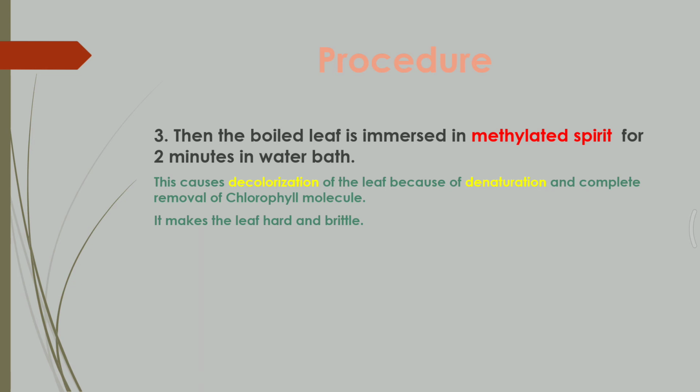Once we place it in alcohol or methylated spirit for 2 to 3 minutes, during that time decoloration occurs. It means that the chlorophyll which is present inside the leaf gets completely denatured because it is an enzyme.